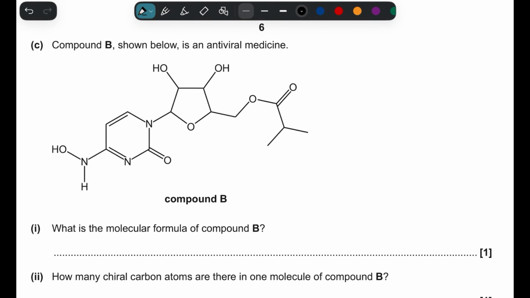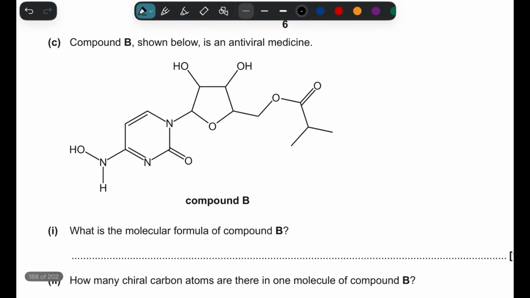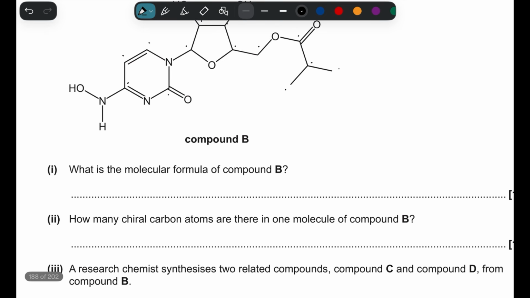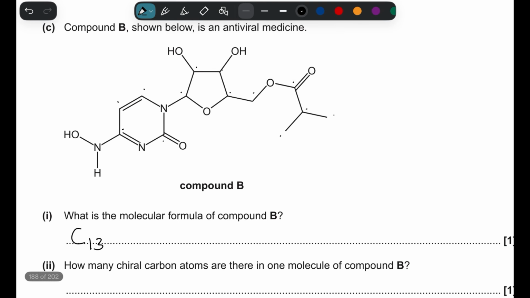Okay. So for part 1, no easy way to do this. We literally just need to count. So I'll start with the carbons. We're going to count them up. You've got 1, 2, 3, 4, 5, 6, 7, 8, 9, 10, 11, 12, and 13. So we're going to get C13. Let's count the hydrogens now.